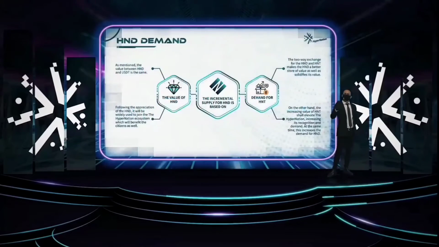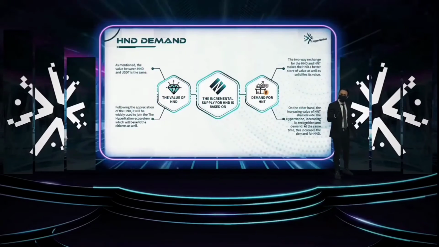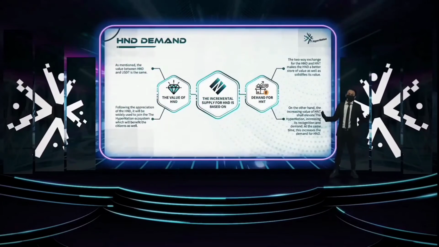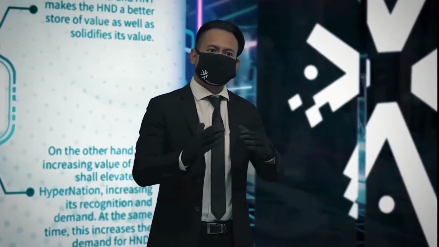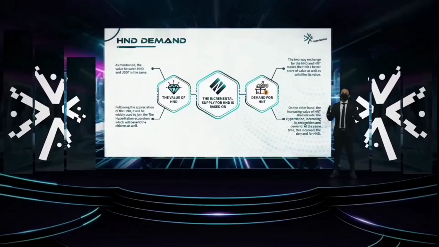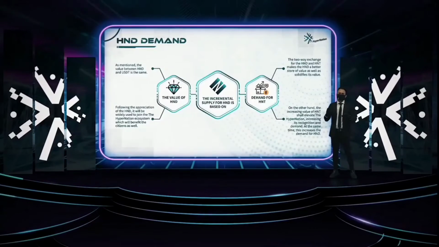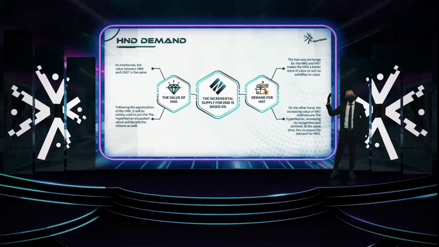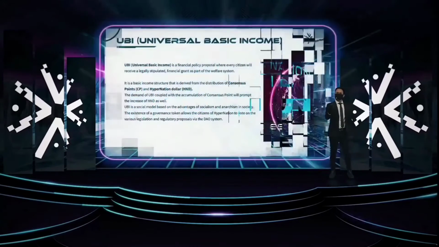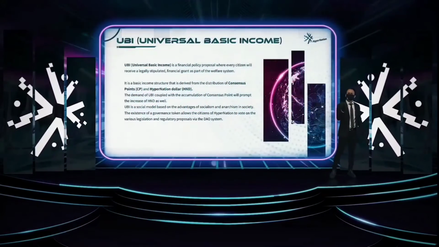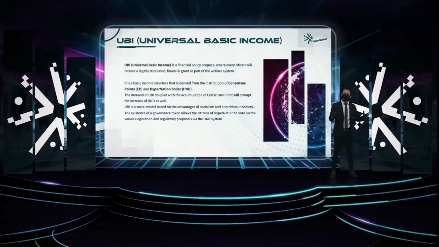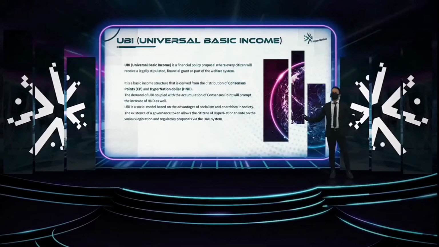Though HND has a better worth of value in demand due to its stability. Ideally, if the price of HNT increases higher, this will provide more recognition and can generate demand for people to join HyperNation. Our Universal Basic Income, UBI, is a derivative of consensus point and the HND distribution.